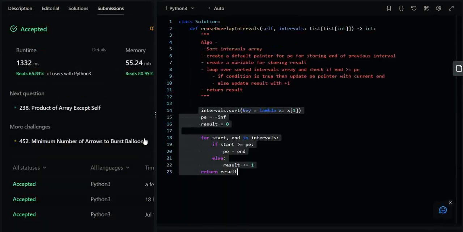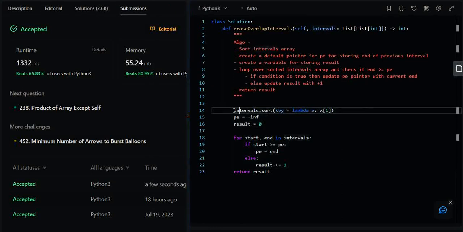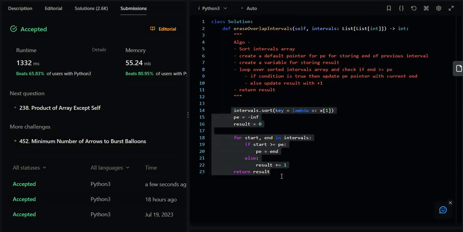Okay, we can clearly see that this is getting submitted, passing all the test cases, and this was the whole solution for this question. I hope this video was helpful for you all.